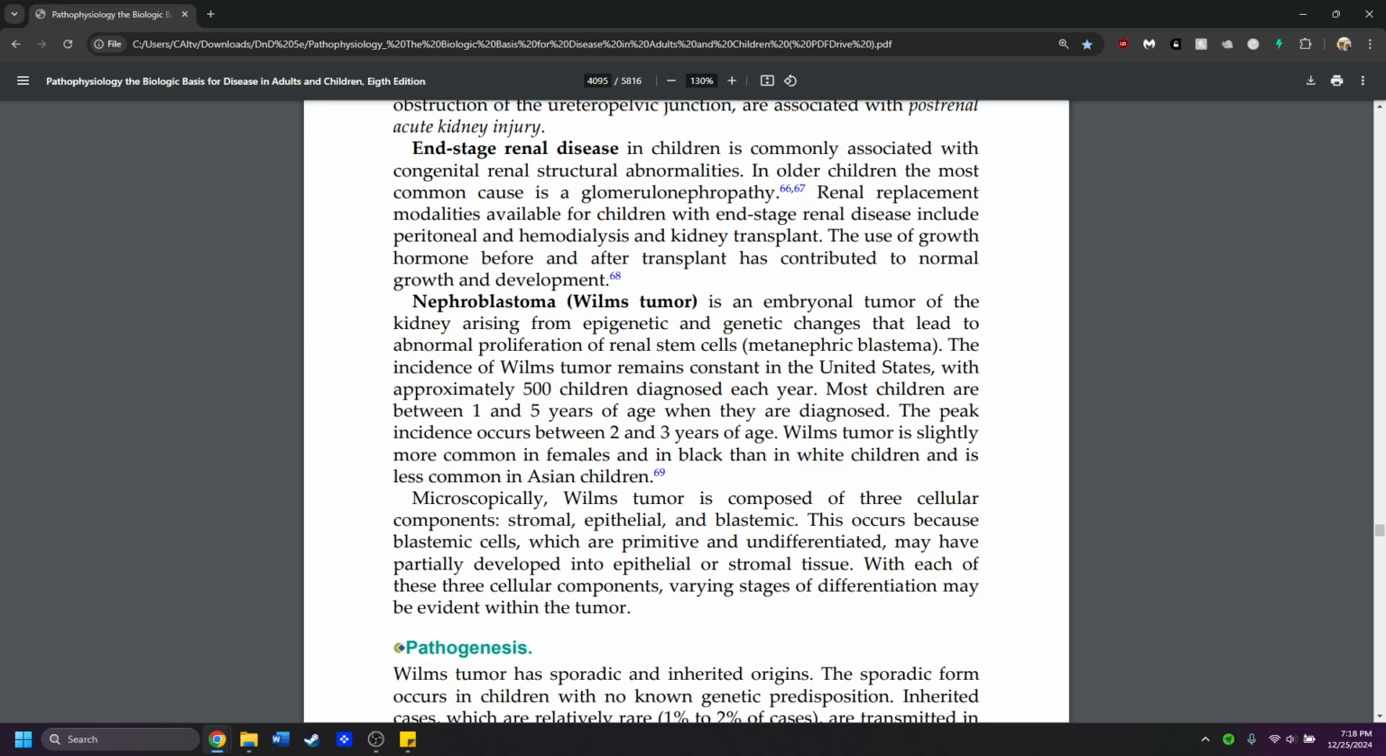End-stage renal disease in children is commonly associated with congenital renal structural abnormalities. In older children, the most common cause is glomerulonephropathy. Renal replacement modalities available for children with end-stage renal disease include peritoneal dialysis, hemodialysis, and kidney transplant. The use of growth hormone before and after transplant has contributed to normal growth and development.